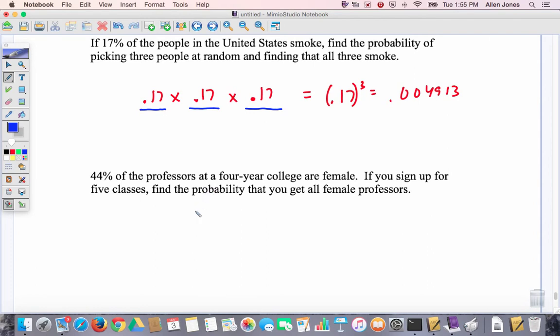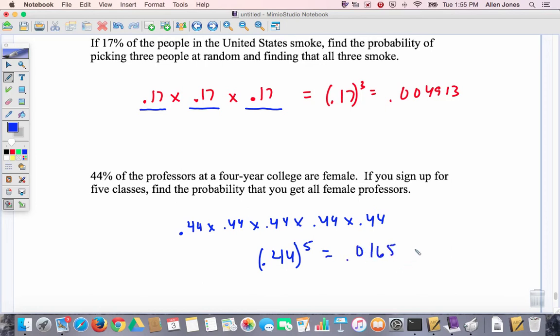44% of the professors at a 4-year college are female. If you sign up for 5 classes, find the probability that you get all female professors. So we have 0.44 times itself 5 times for all 5 professors. I'll go ahead and write out that long version. That's the same thing as 0.44 to the 5th power, or the chance of having all female professors is 0.0165.